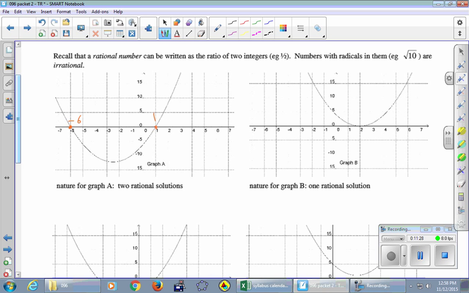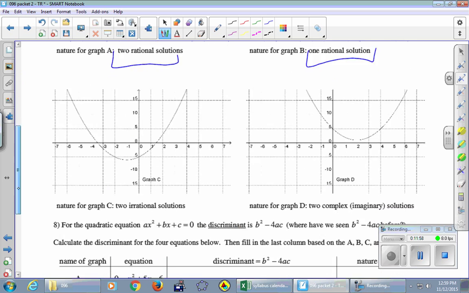So what that means over here is that these two numbers, -6 and 1, are they rational or irrational? Rational. So in this case, we had two rational solutions, two rational x-intercepts. Looking at this next one, what's your guess for that number? Yeah, there's just a single one, and it looks like it's happening at 2. Is that rational or irrational? Rational. So in this case, we had just one rational solution, one rational x-intercept.